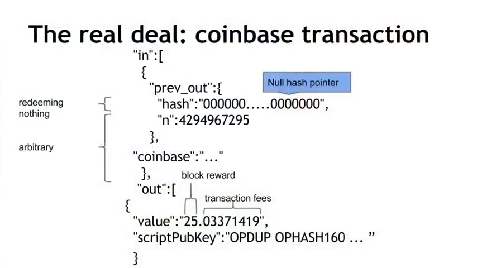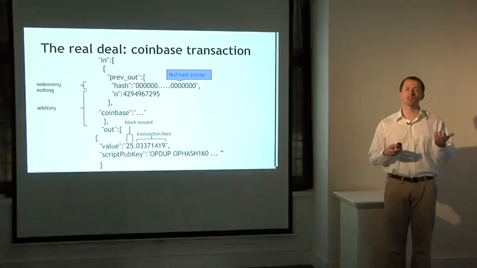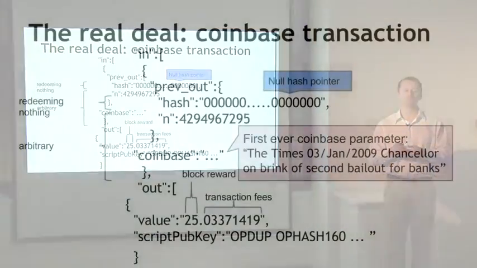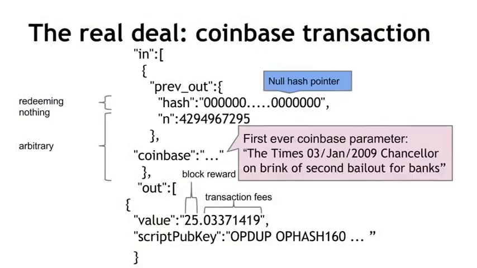The pointer to the output transaction that this Coinbase transaction is receiving is a null pointer. It's a hash of all zeros. And this is an indication that since this is the creation of new coins, there is no antecedent. There's no previous transaction that's being consumed to create these coins. And there's also this special Coinbase parameter. The Coinbase parameter is completely arbitrary. The miners can put whatever they want in there.